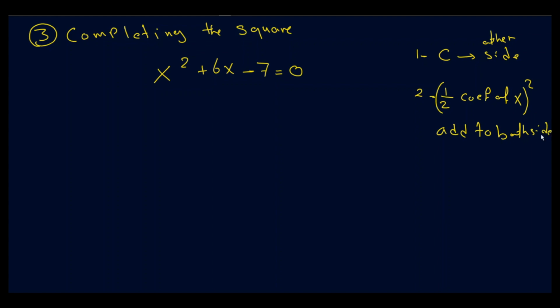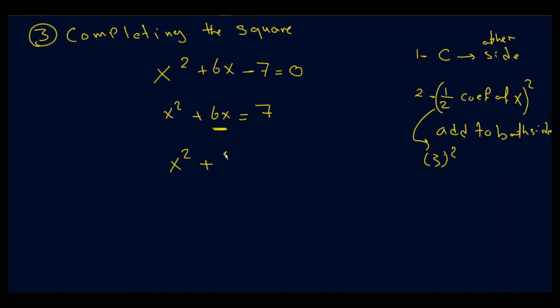Okay, let's see how we're gonna apply this. So first, as we said, we're gonna bring the constant to the other side. This means we're gonna bring -7 to the other side as +7. Okay, then we're gonna find half the coefficient of x. Since we have 6 over here, then half of the coefficient is 3. Then after we find it, we're gonna square 3, and then we're gonna add it to both sides.